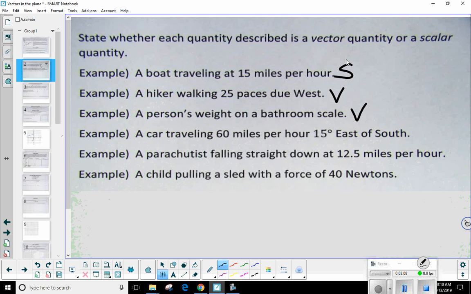Excellent. What about a car traveling 60 miles per hour, 15 degrees east of south? Definitely a vector. A parachute is falling straight down at 12.5 miles per hour. That's a vector. And a child pulling a sled with a force of 40 newtons. That's a scalar. Because again, I have a force, but no direction for that force. So that would be a scalar.